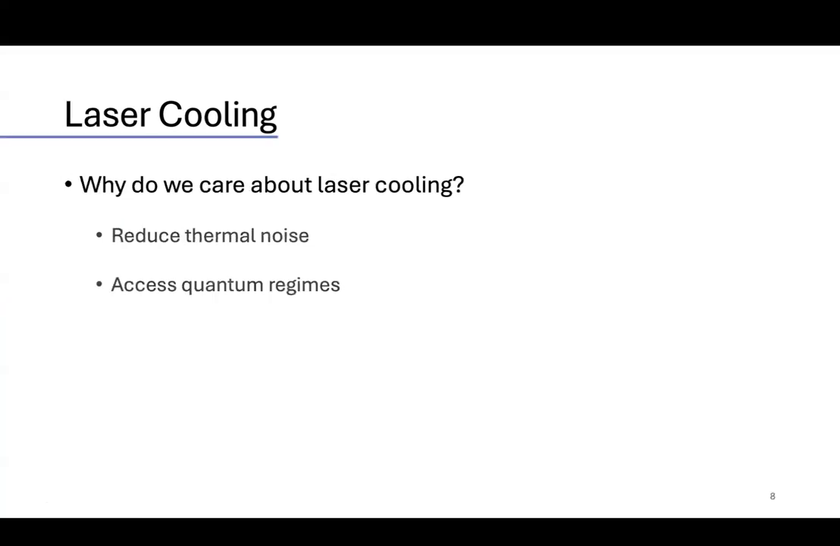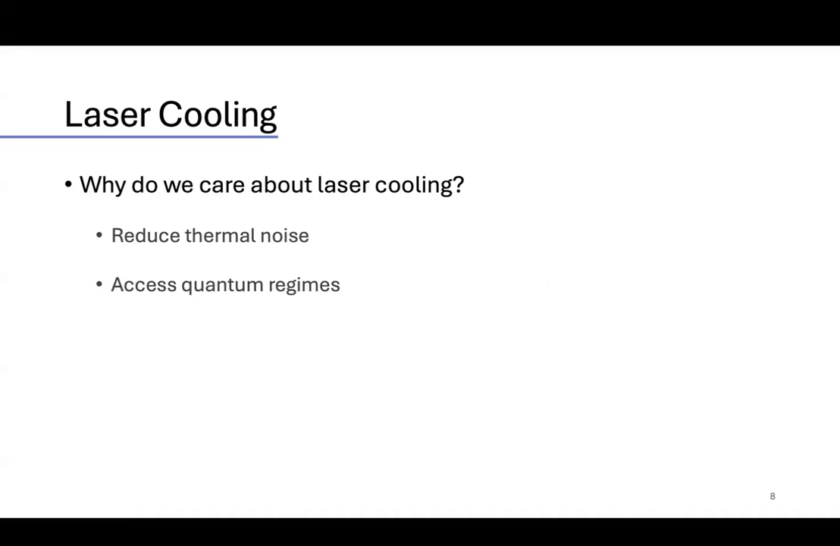So first up, laser cooling. Why do we care about laser cooling? A lot of photonic devices that are used in data centers and for information and signal processing are performance limited by thermal noise that is present in the photonic circuits in which they are employed. And so if we can reduce the thermal noise of photonic circuits and quiet the systems, their performance is enhanced.